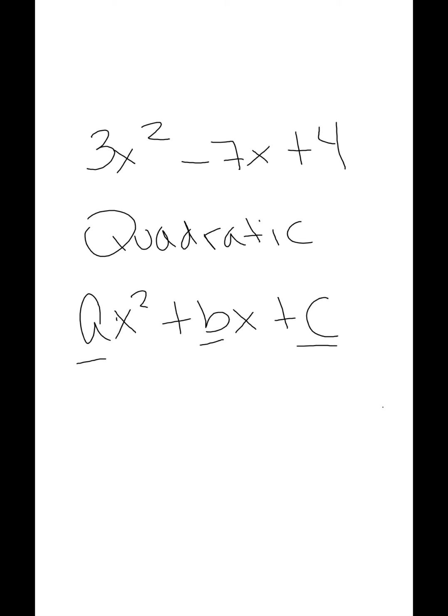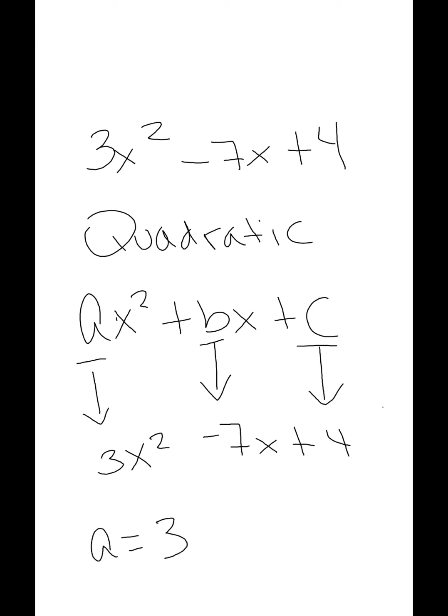So let's talk about that. Means that the a now is 3x squared. The b is now negative 7x. And the c is now 4. This is a quadratic equation. So you say a equals 3, b equals negative 7, and c equals 4. That's how you would answer that problem.